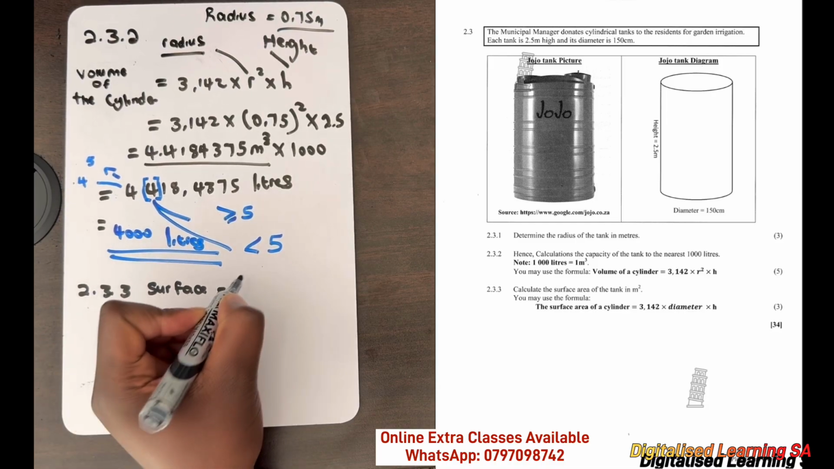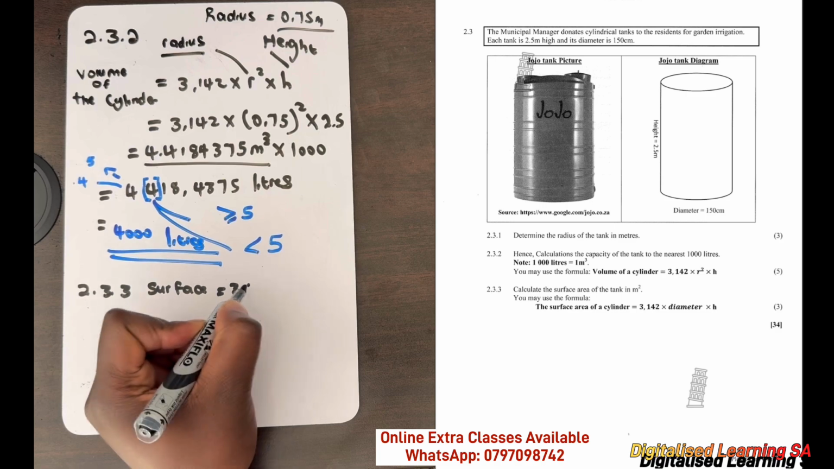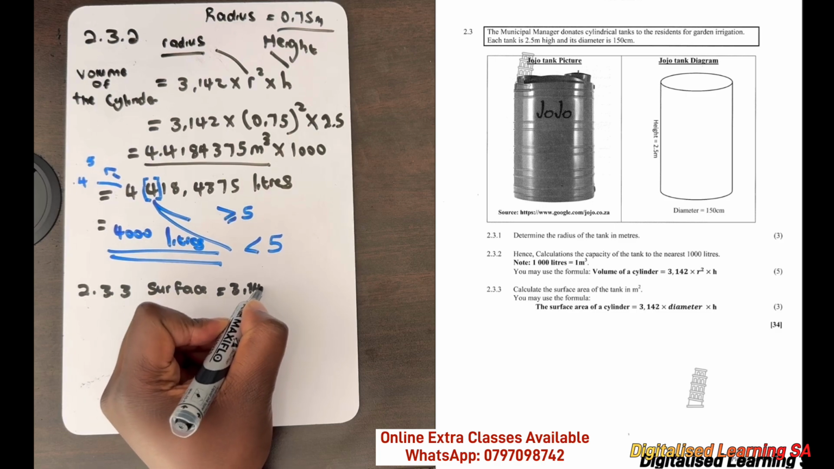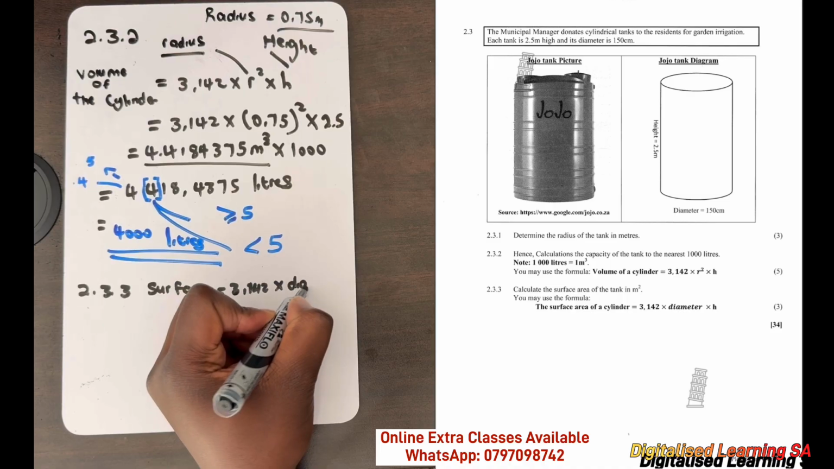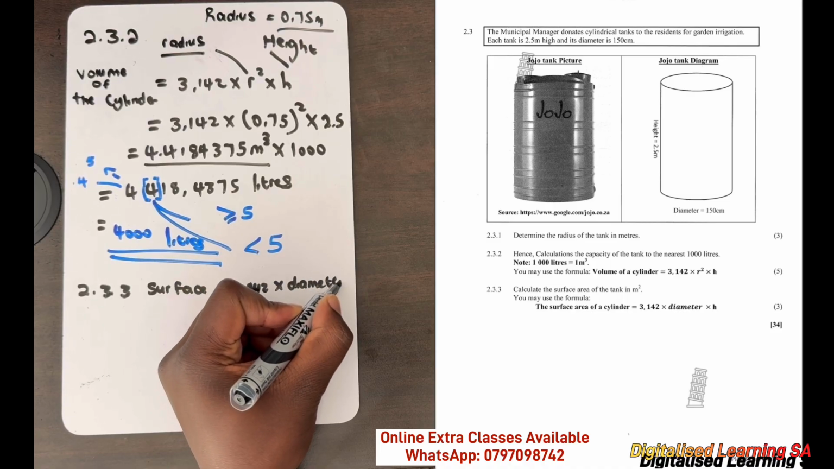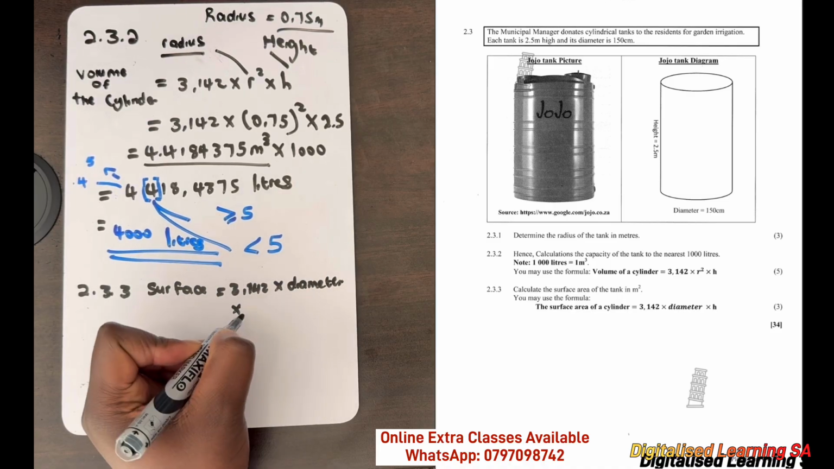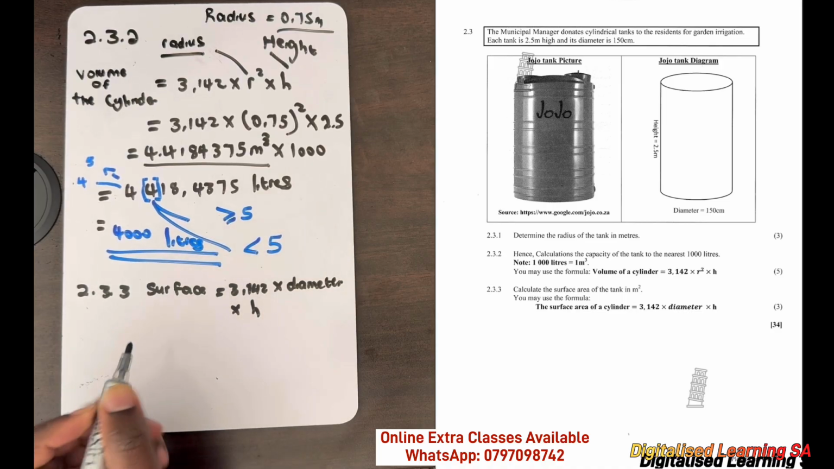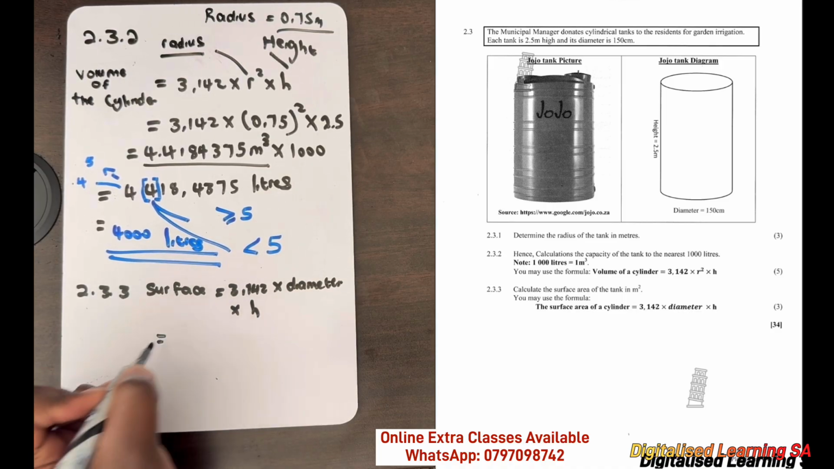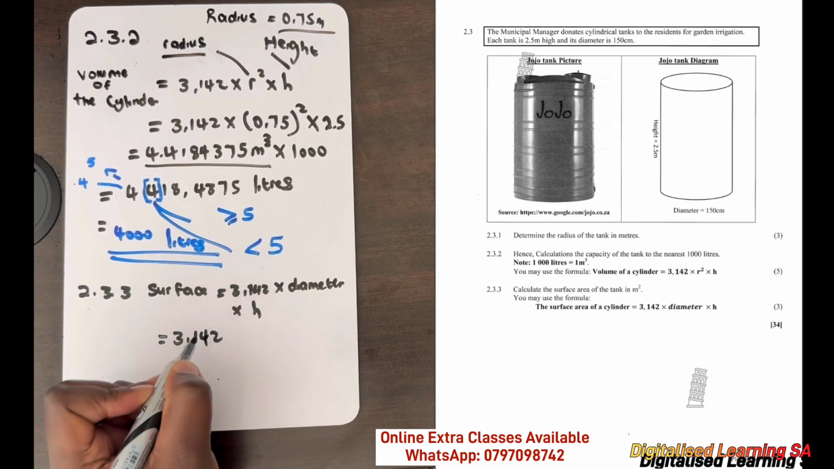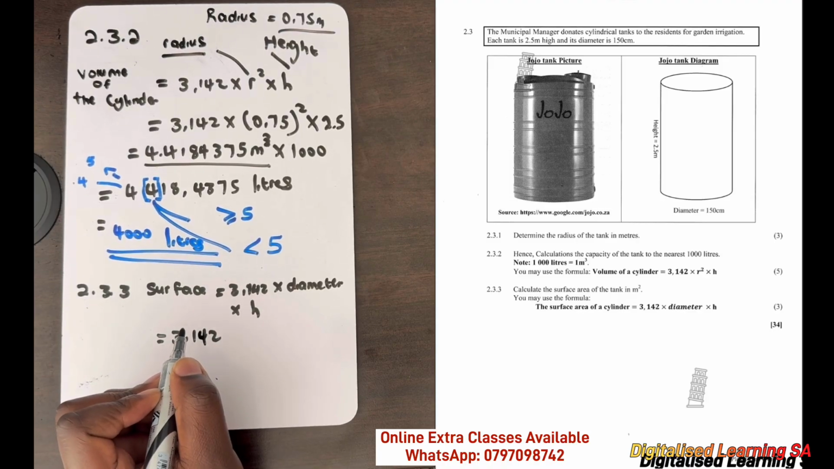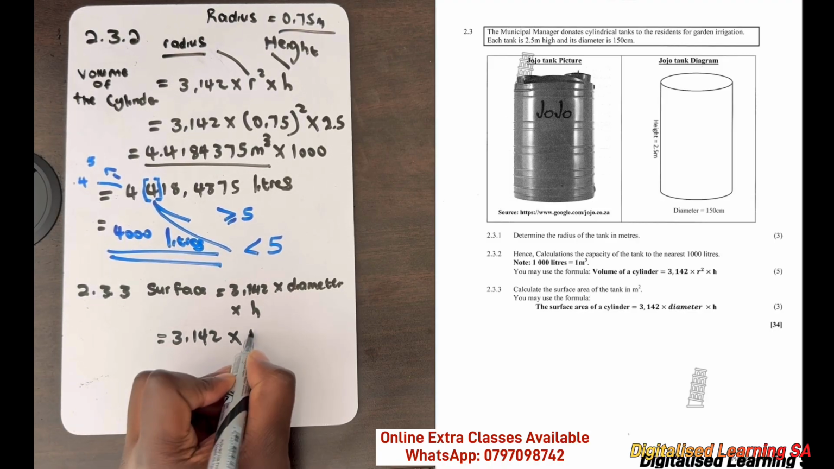The formula that we are given is 3.142 multiplied by the diameter and multiplied by the height, which is h. Okay, so we'll go ahead and replace. So we'll have 3.142, and we know that our diameter is 1.5.